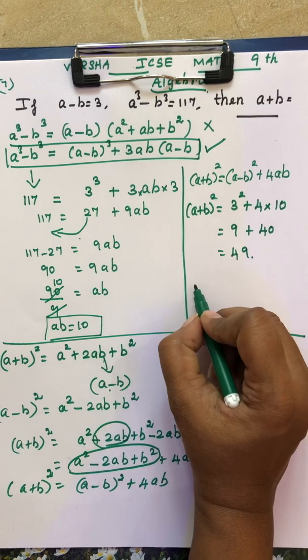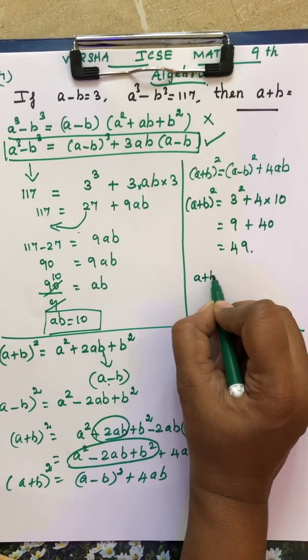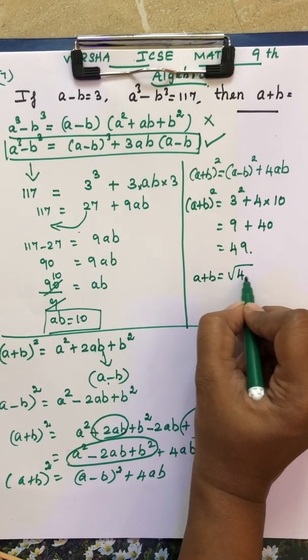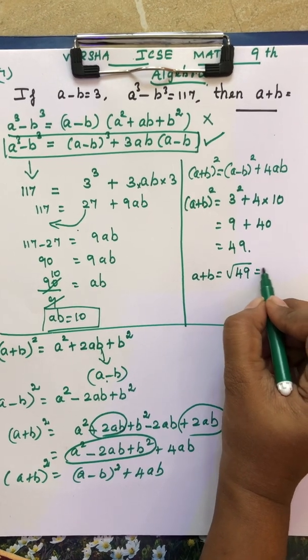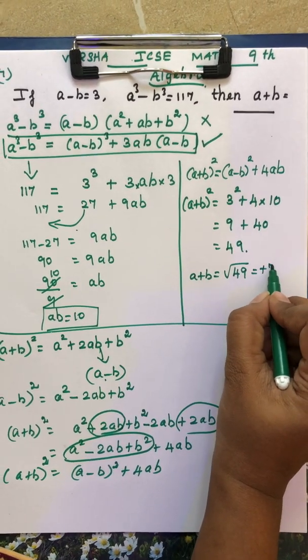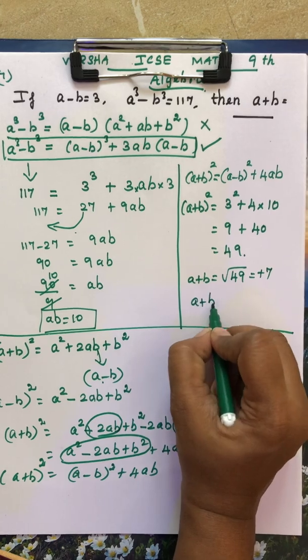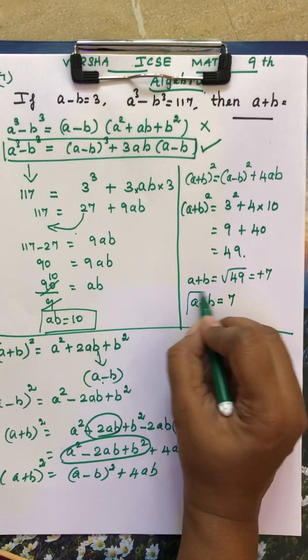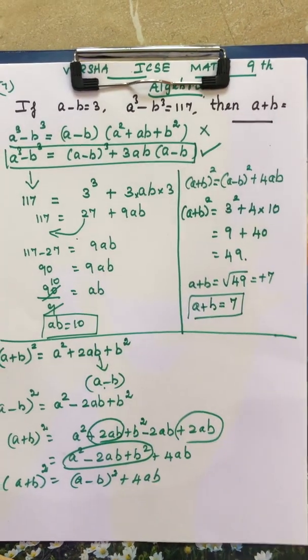This is a square, so we have to take the square root to find a plus b. The root of 49 is plus or minus 7. You take the plus value, so a plus b is equal to 7. This is our answer.